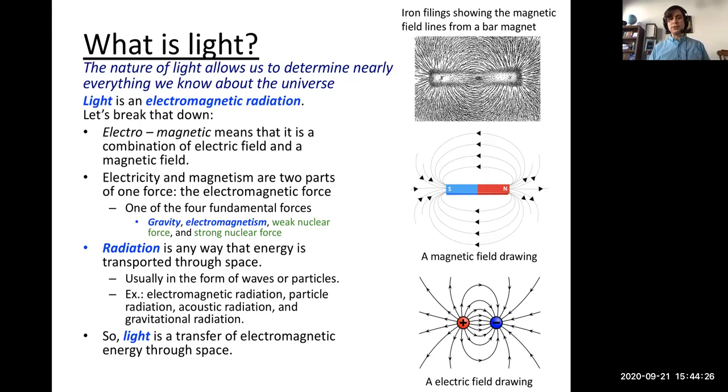What are the other two fundamental forces of nature? We're not going to really mention these in this class, but the weak nuclear force and the strong nuclear force are the other fundamental forces of nature.